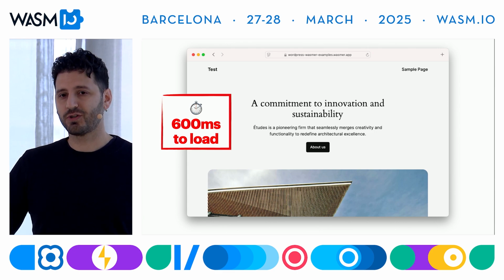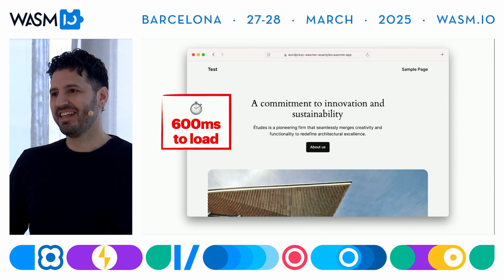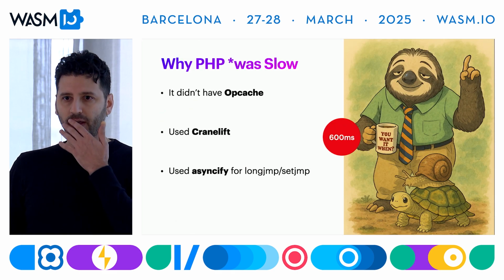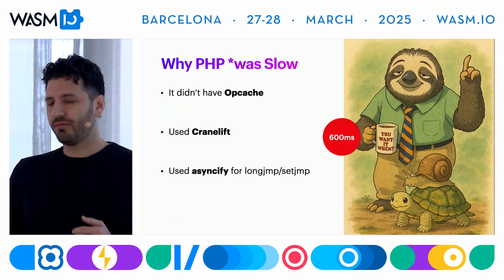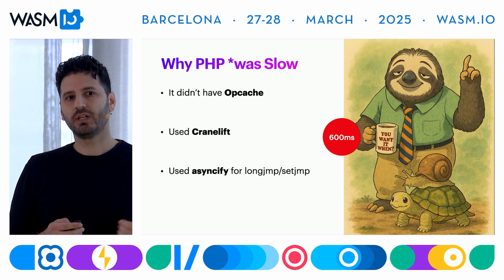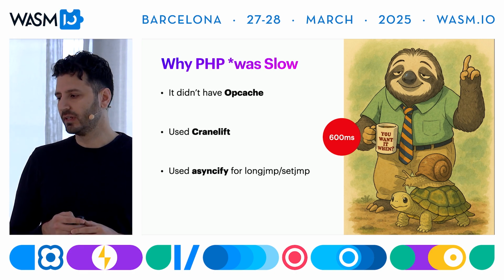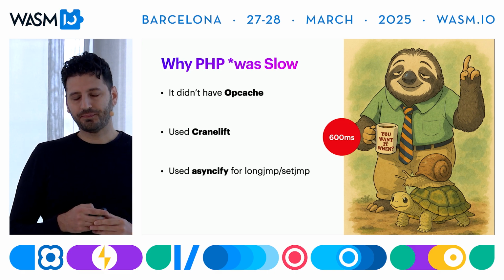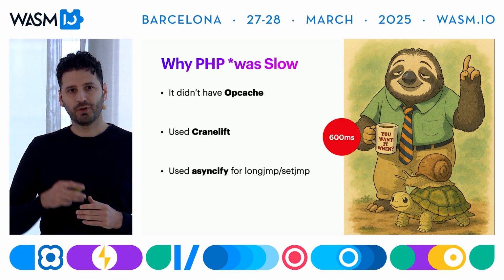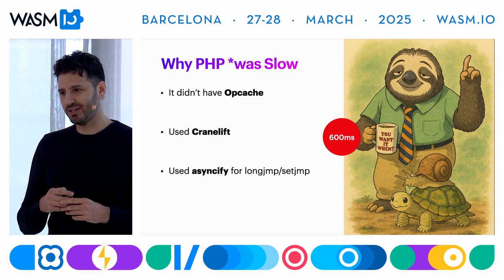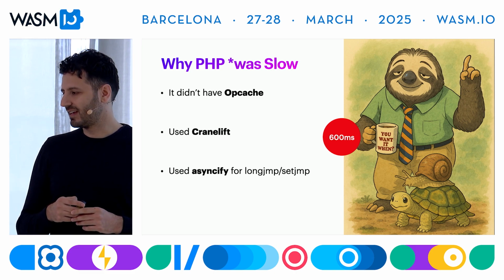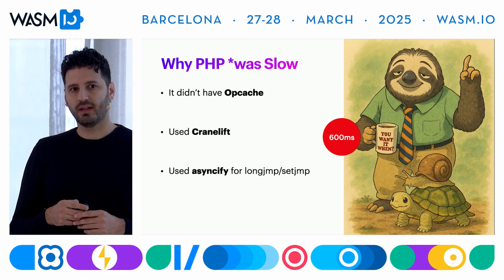We actually shipped this to production, by the way, but the speeds were not good. So we wanted to improve them. So why was PHP so slow? First, we started analyzing all the reasons. First, it didn't have OPcache. Second, we used Singlepass. And third, we used Asyncify for longjmp and setjmp. I'm going to go into detail about each of those. So we're going to see about each of these cases, what we did and how we enabled it.